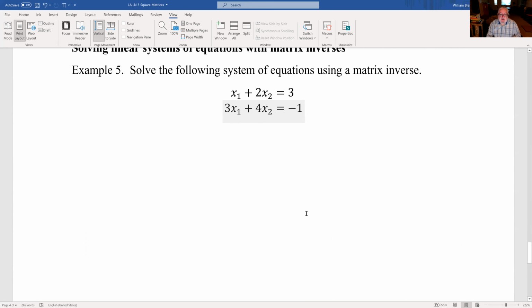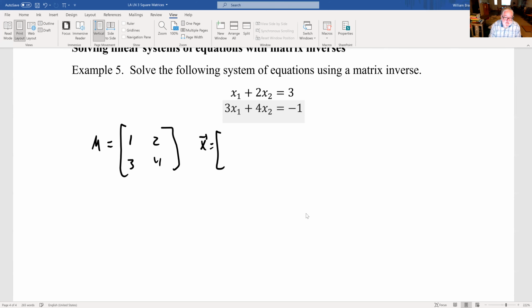So, solve the following system of equations using matrix inverse. What is x1 and x2? We don't know, but we know we can set this up as the coefficient matrix, which is 1, 2, 3, 4. We have a vector of unknowns, x1, x2, and we have the right-hand side, which doesn't have a particular name, but it's B.